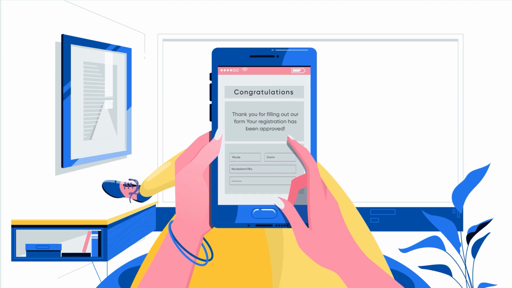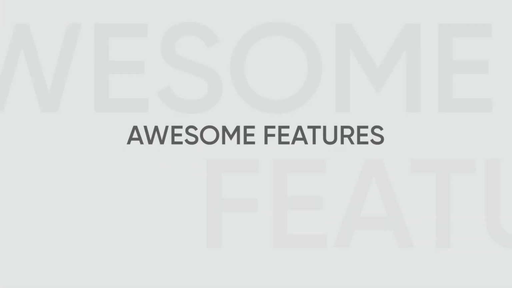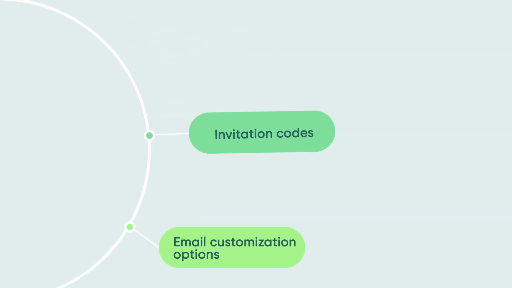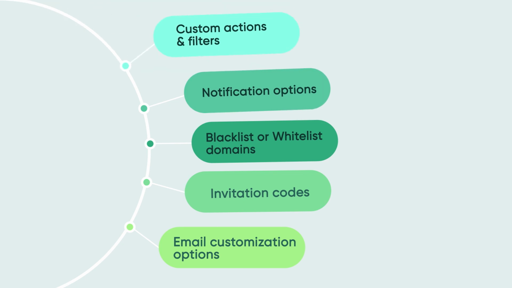But what makes New User Approve powerful isn't its advanced user management process, but its list of awesome features that include email customization options that allow you to create emails for different outcomes. Invitation codes help the admin invite and approve users automatically. You can blacklist or whitelist users from specific domains. Customize notification emails and alerts for both the admin and user. And the ability to add custom actions and filters that help make New User Approve more progressive.